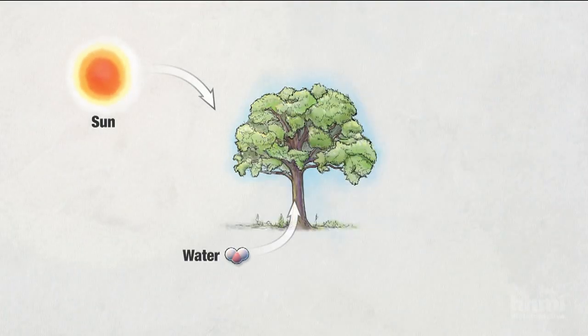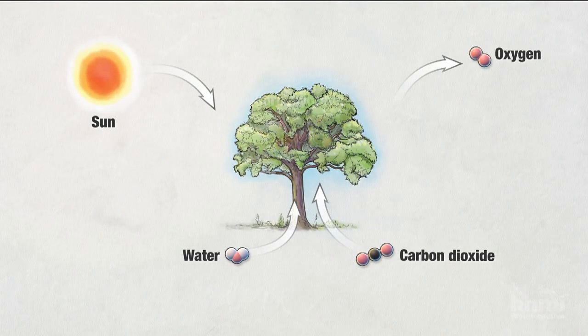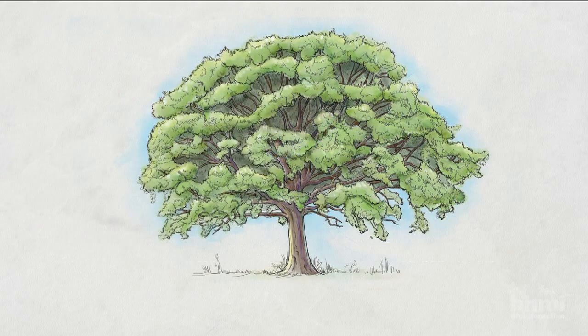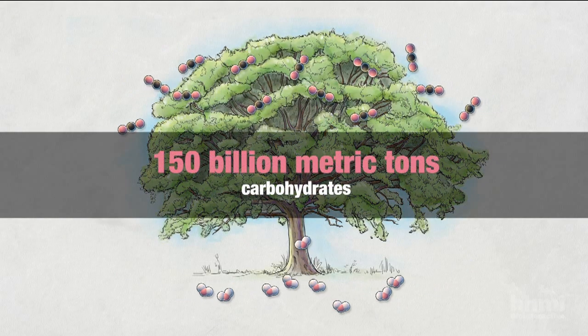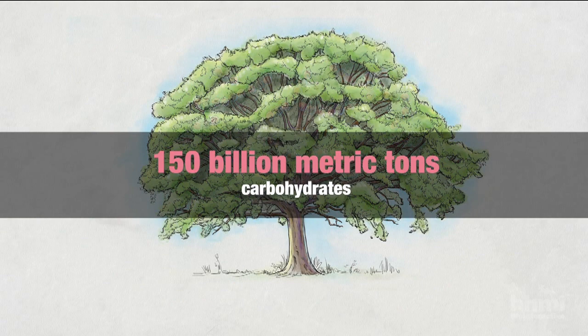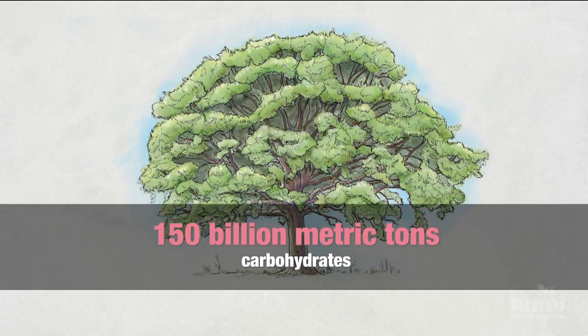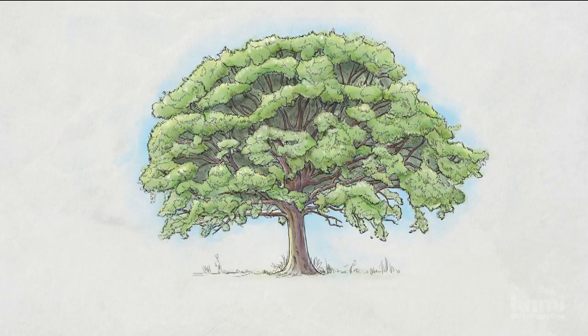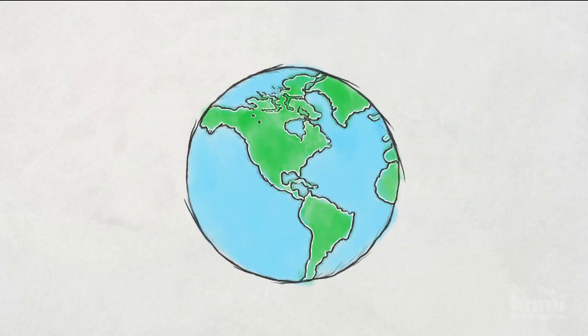Overall, the molecules generated by photosynthesis provide fuel and building materials that allow a plant to grow. Globally, photosynthesis produces an estimated 150 billion metric tons of carbohydrates per year and is responsible for the oxygen in our atmosphere, making it one of the most important chemical processes for life on Earth.